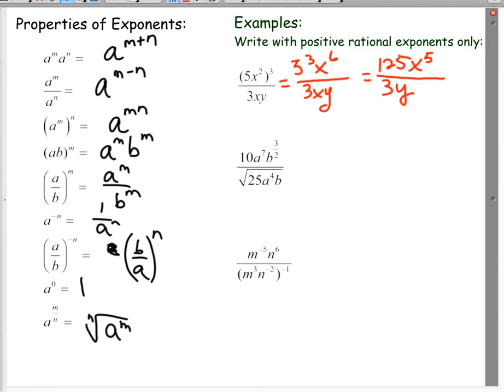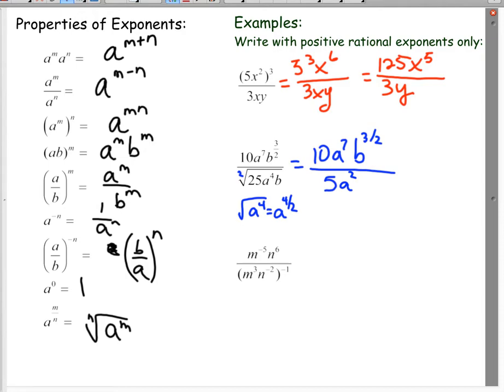Next one. I'm going to leave the 10 alone. I don't know what to do with any of this yet, but I'm going to try to simplify this bottom. The square root of 25 is 5. How can I write the square root of a to the 4th? I can write that as a to the 4 halves, because there's an invisible 2 there, right? So a to the 4 halves is a to the 2.